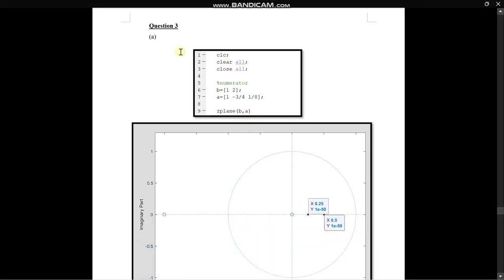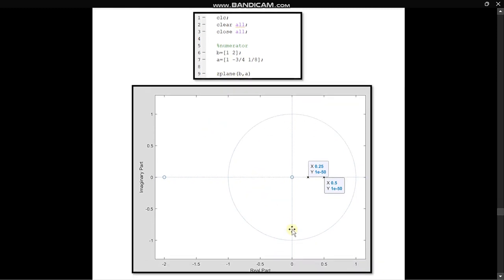For the simulation using MATLAB, the MATLAB code is typed here, which is clc, clear all, close all, b equal to [1 2], a equal to [1 -3/4 1/8], zplane(b,a) to find the poles and zeros for the LTI system. So here is the figure for the poles and zeros plot. We can see that the poles are at 0.5 and the other pole is 0.25, which is the same as the calculation method. And for the zeros, we get 0 and -2, also the same as the calculation method before.